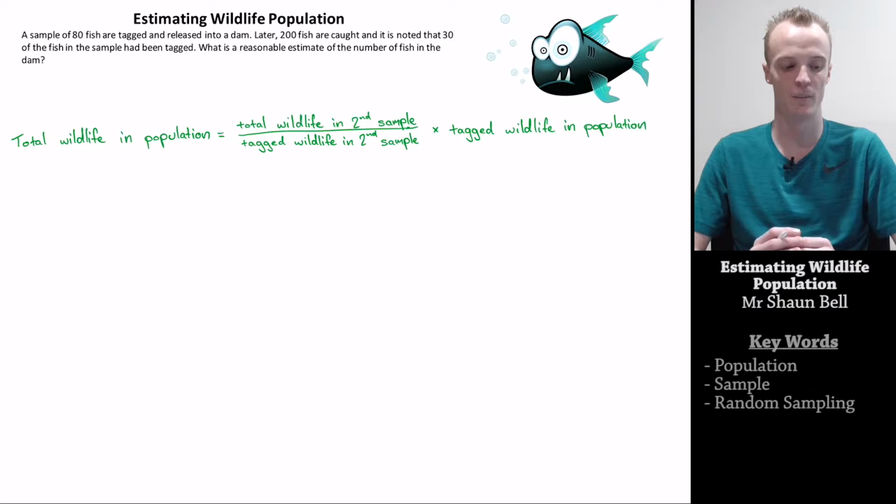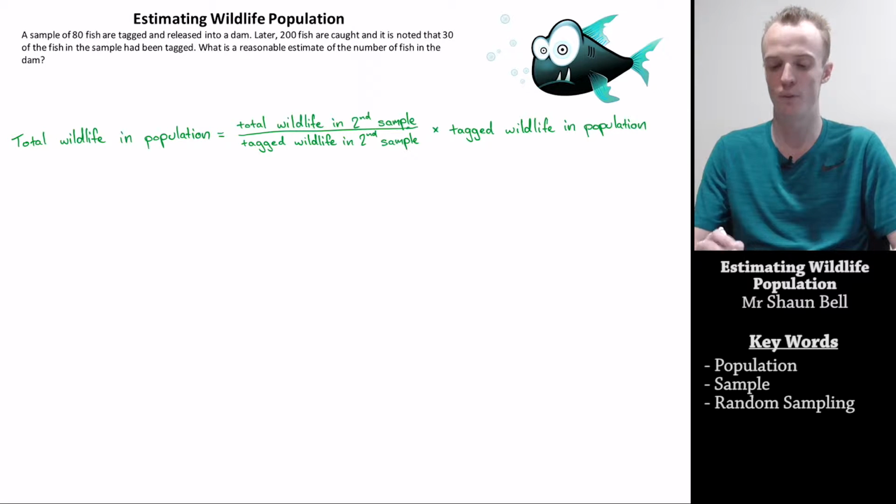Another use of population sampling is in estimating wildlife populations. To do this, a sample of wildlife is first captured, tagged and released. Later on, after the tagged wildlife has had a chance to reintegrate with the rest of the wildlife population, a second sample is taken. To estimate the population, the following formula is used, where the total wildlife in population is equal to the total wildlife in the second sample divided by the tagged wildlife in the second sample multiplied by the tagged wildlife in population.